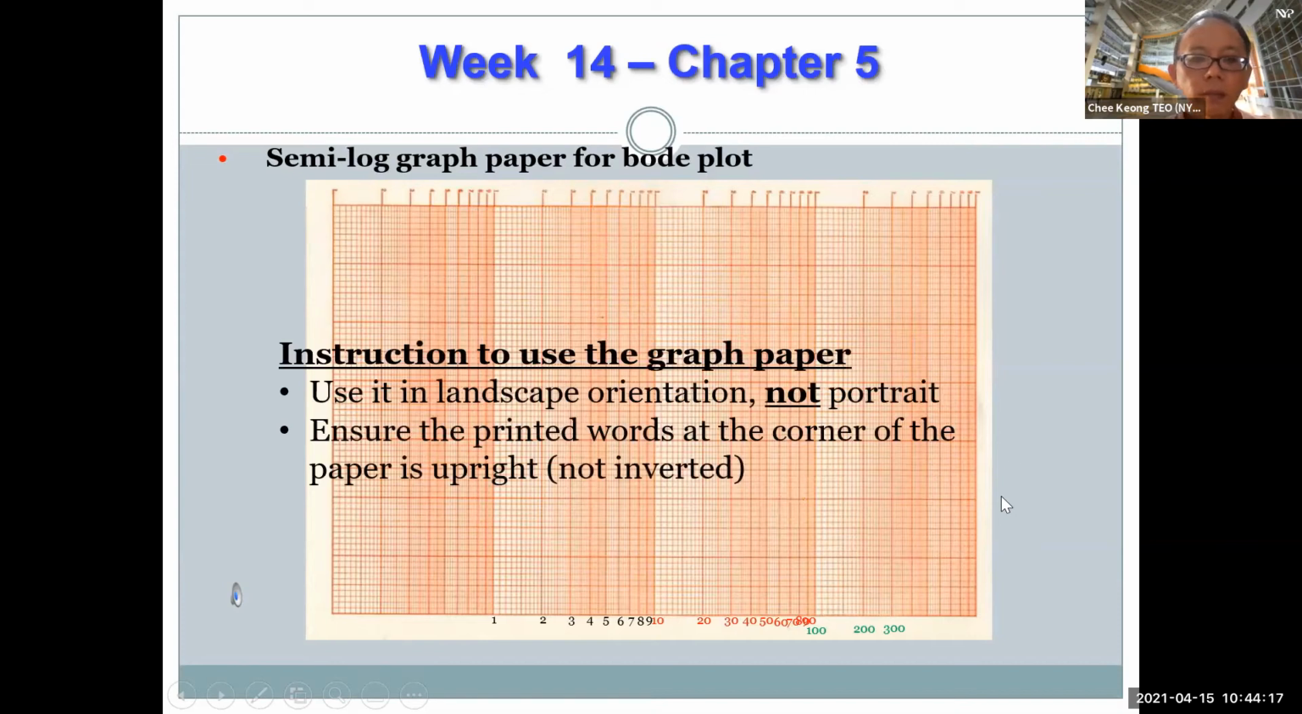One thing to note is, when using the semi-log paper, it must be in an upright landscape orientation. For upright, you need to ensure that the wording printed on the paper is not inverted.